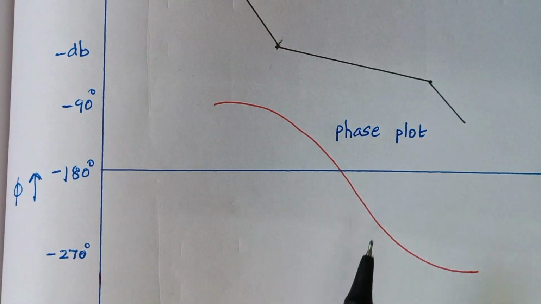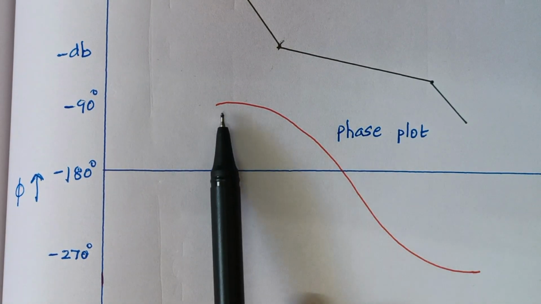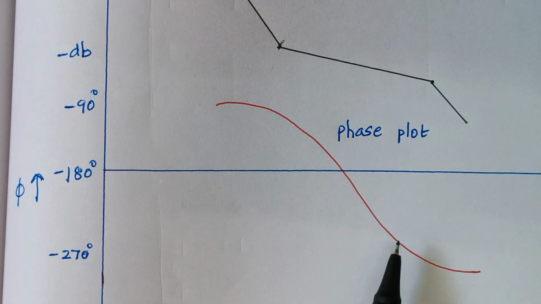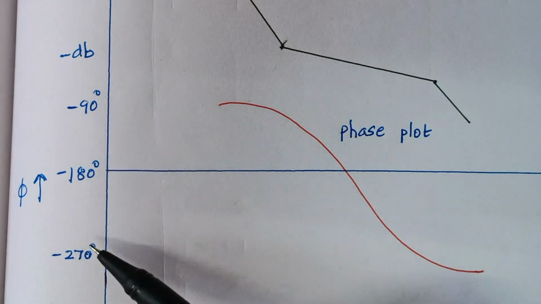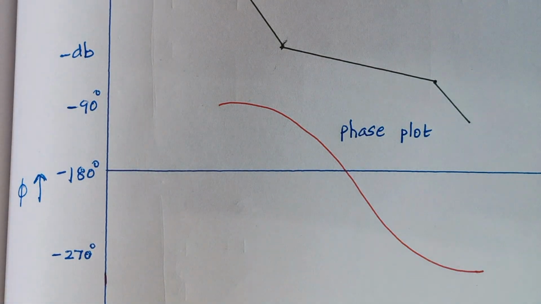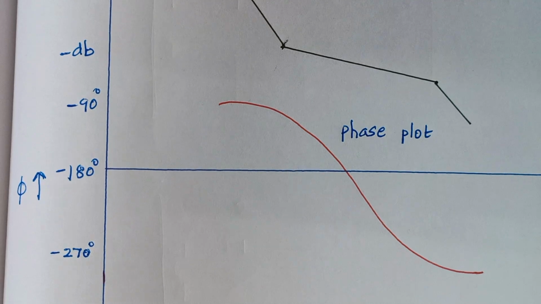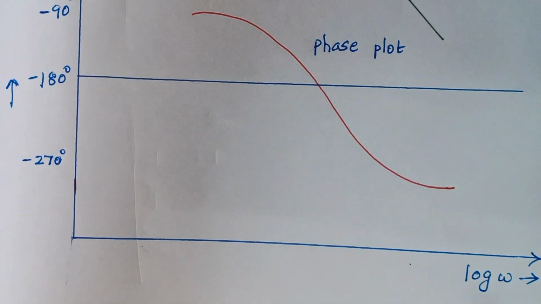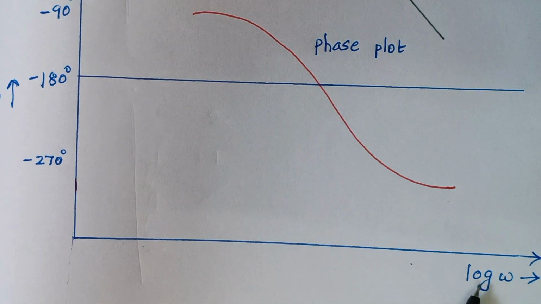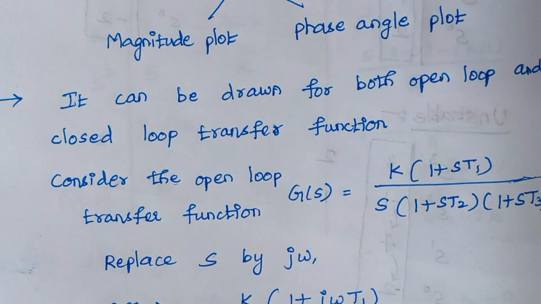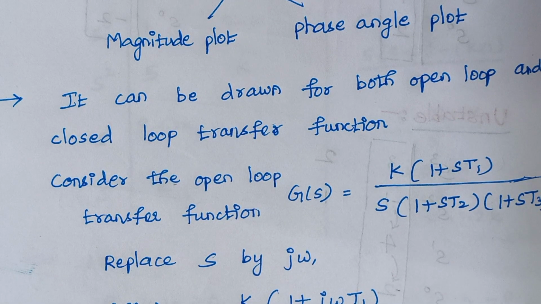This is how a typical phase plot will be. Right, we will be having a plot like this. So again, for drawing the phase plot, in the y-axis we are having angles. So what about the x-axis here? As we are dealing with frequency response, the frequency comes in the x-axis. So it is represented as log omega. As we all know, omega is nothing but 2 pi f, so there lies the frequency. Right. This plot can be drawn for both open loop and closed loop transfer functions.